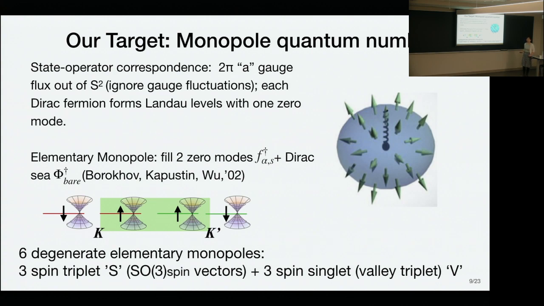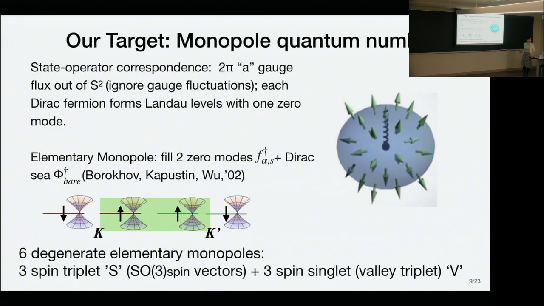3 of them carry the spin 1 representation of the physical SO3 spin rotation group. For example, the shaded green area means that we fill 2 zero modes associated with both spin up. This carries S_z equal to 1, a spin density. That's one of the 3 spin triplet monopoles. And the remaining 3 are spin singlets, but they transform non-trivially under the valley SO3, so they are valley triplets.